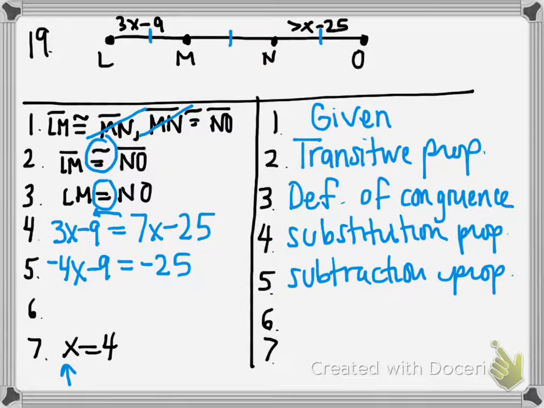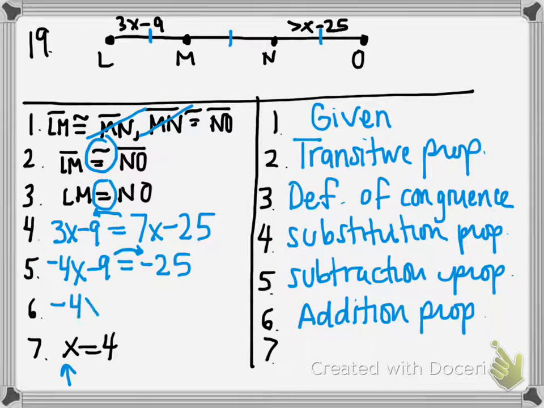From here, I need to isolate the x, so I need to move this negative 9 to the right, and because it's a negative, the opposite to move it would be to add it, so addition property would be next. So I'd be left with negative 4x on the left side, and if I add 9 to negative 25, that is negative 16.